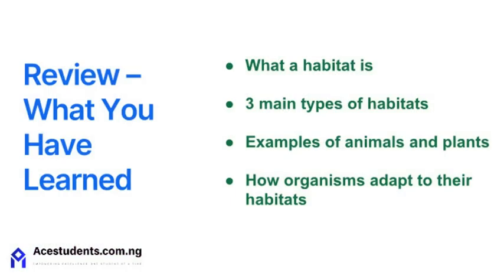Let's review what we have learned. You now know the definition of a habitat, the three main types, examples of plants and animals in each, and their adaptive features.